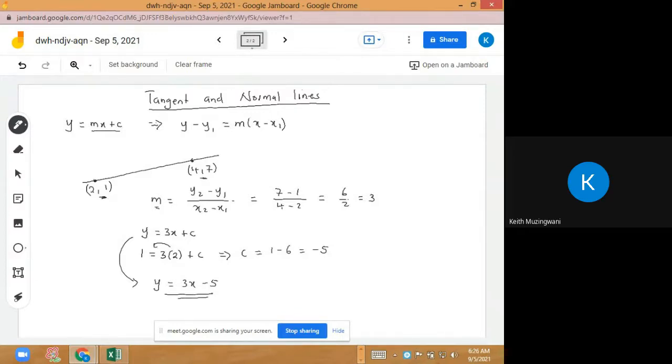So if they ask you to find the equation of a normal line to this given line, you know that they are asking you to find the equation of a line that cuts this line in between, and when they meet, they form 90 degrees.